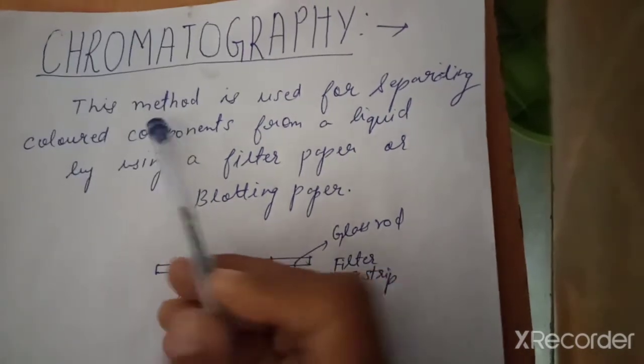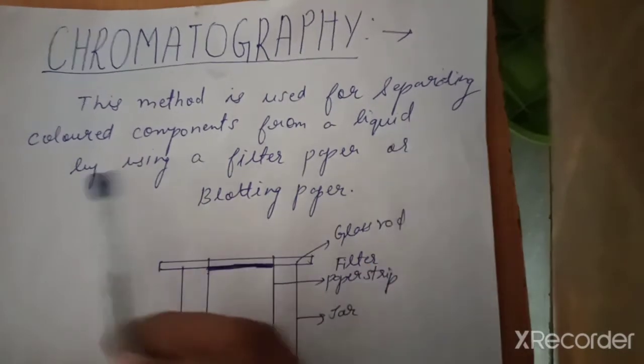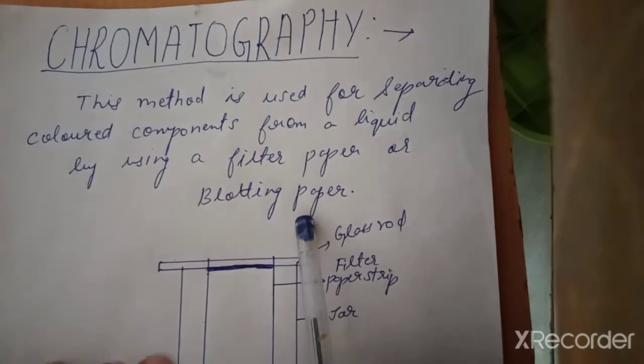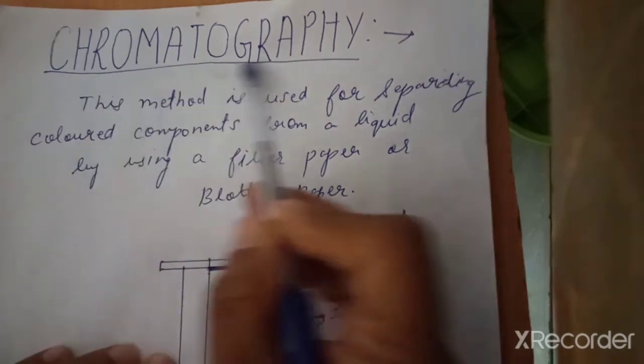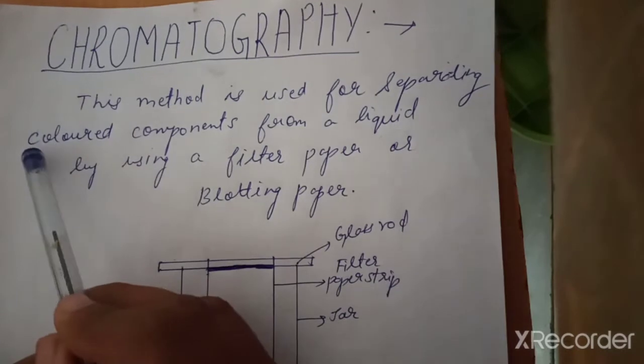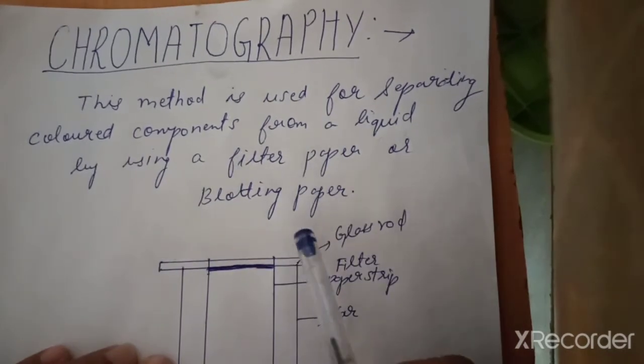Chromatography is the method that is used for separating the colored component from a liquid by using a filter paper or blotting paper. Now, we need to understand what the process of chromatography is. What is the meaning of chromatography? We have to separate the colored component from a liquid by using filter paper or blotting paper.